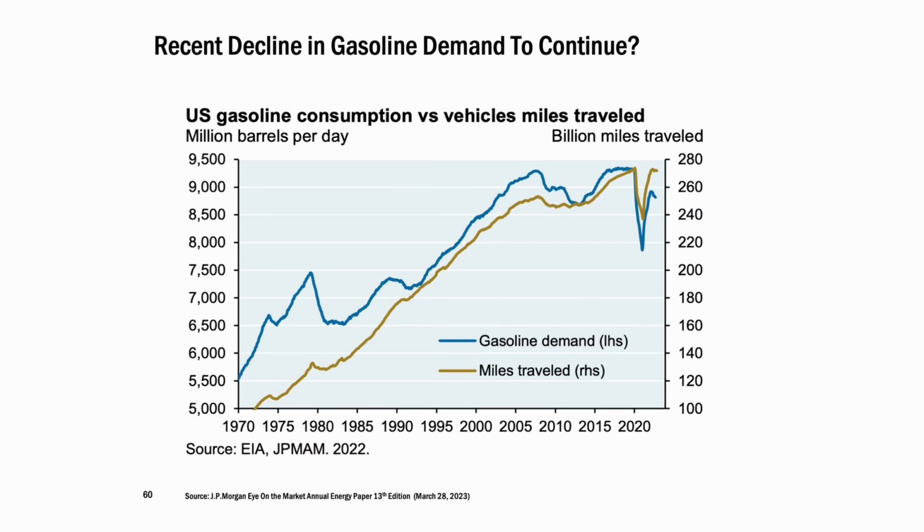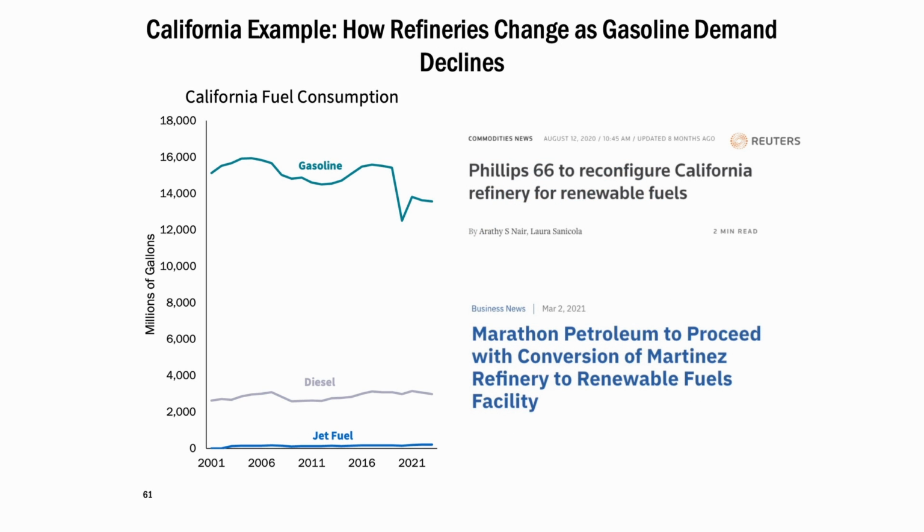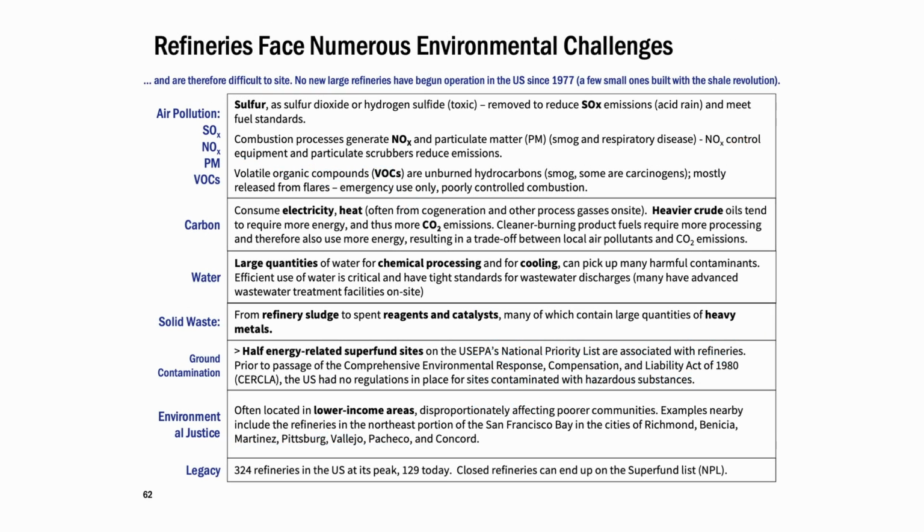There's a lot of questions on the future of the refineries, what's going to happen as our gasoline demand maybe goes down. We've seen a decline in gasoline demand. We're certainly seeing it in California, where our refineries are looking at transforming to supply renewable fuels instead of the gasoline and diesel that they've done in the past. So refineries and the demand for refineries is changing. There's a lot of environmental regulations on the refineries, so they have a lot of challenges. I'll let you read through that on your own.